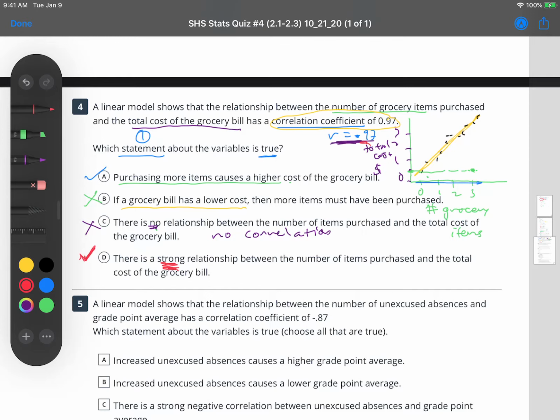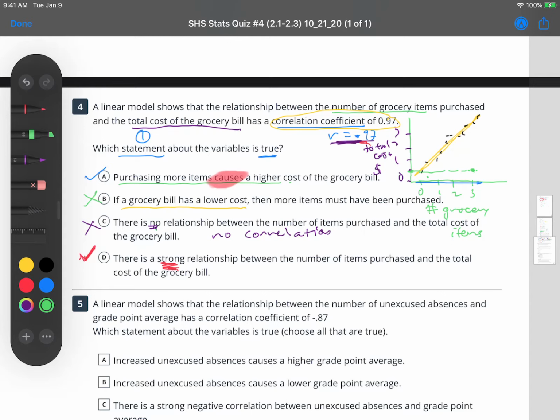Let's go back to A. Purchasing more items. Here's the key word. Causes. Association, just because there's association between item numbers and total cost does not mean it causes that, because this example is actually a good one.